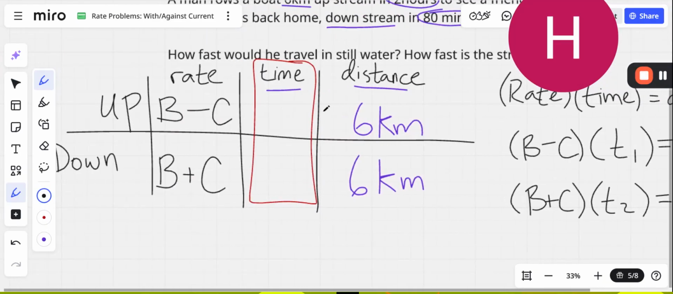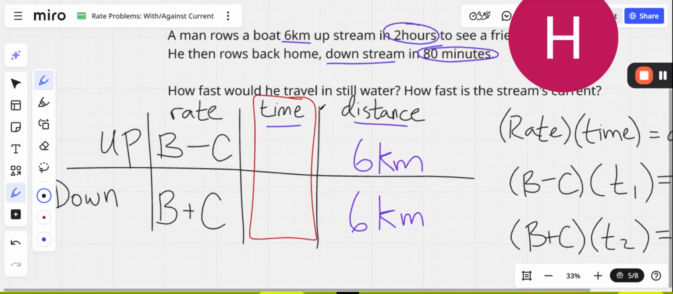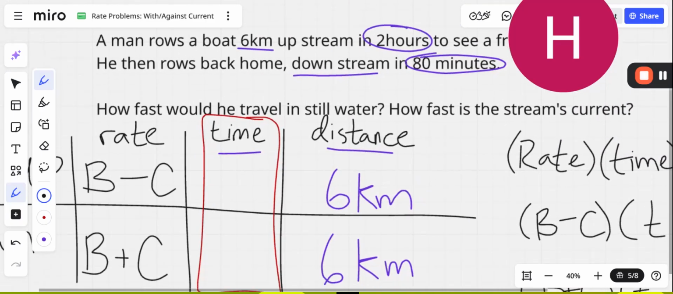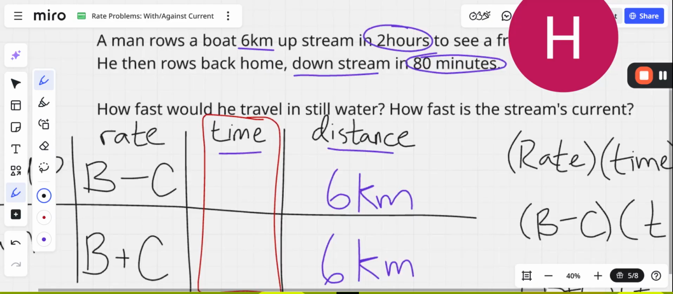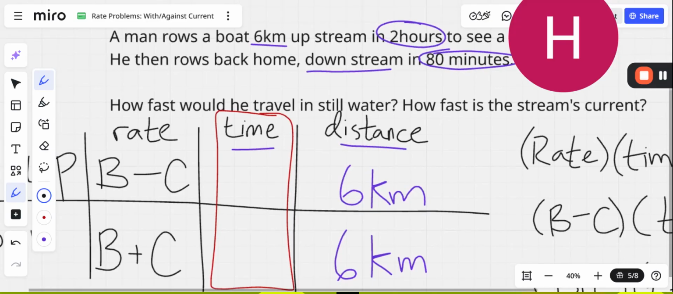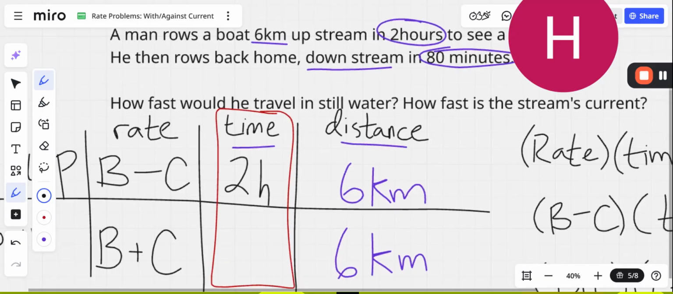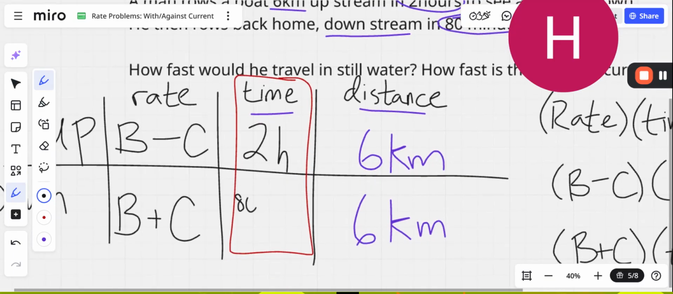Now we can use the time that we are given. We're going to have to convert some things if we want it to be in hours or in minutes. So let's keep it in hours, I think. Going upstream, it's going to take 2 hours. And going downstream, it's going to take 80 over 60. That's 80 minutes over 60 minutes, which gives us 4/3 of an hour.